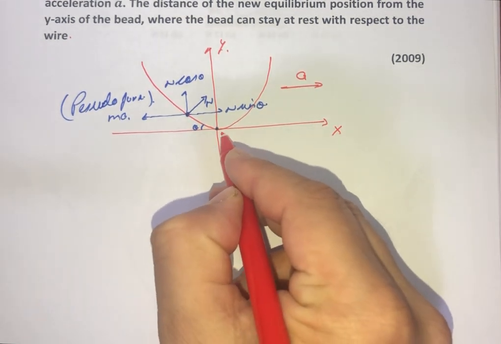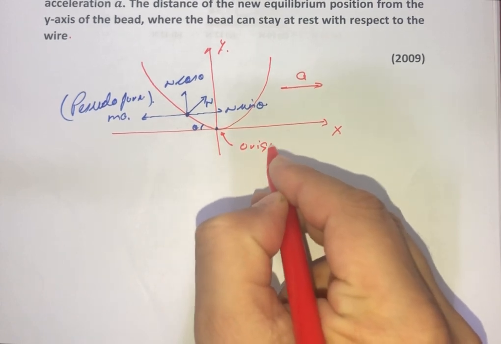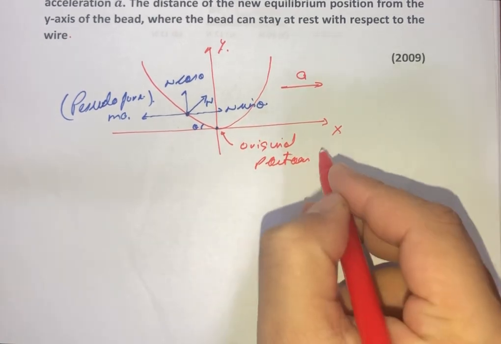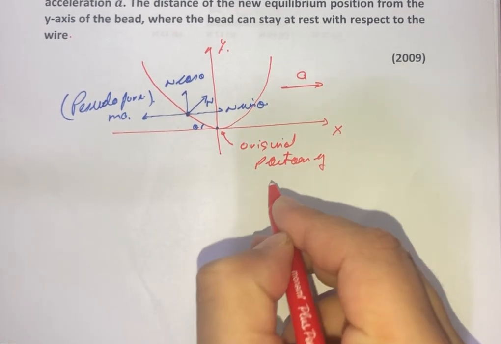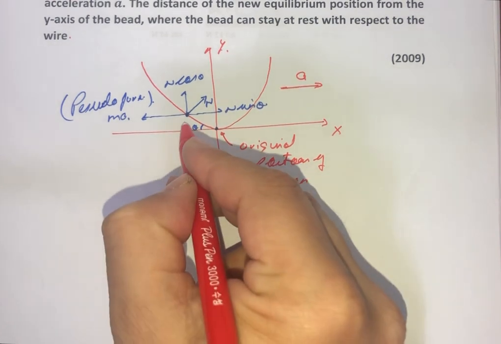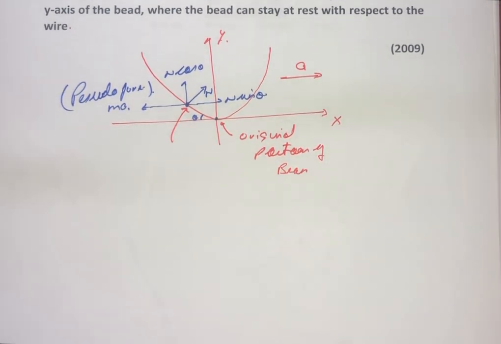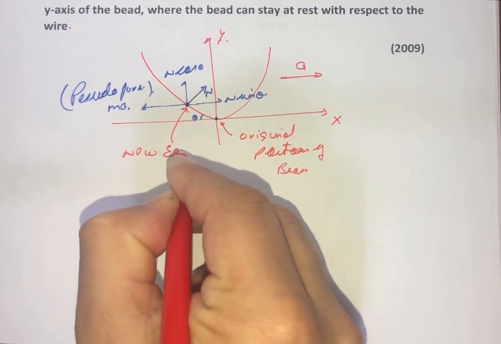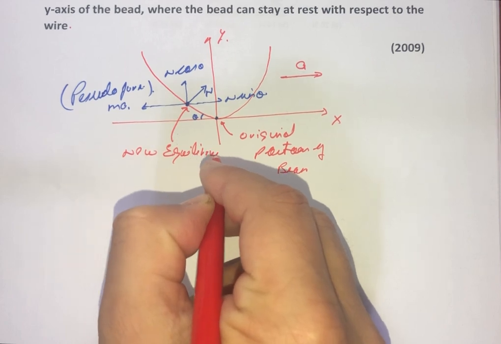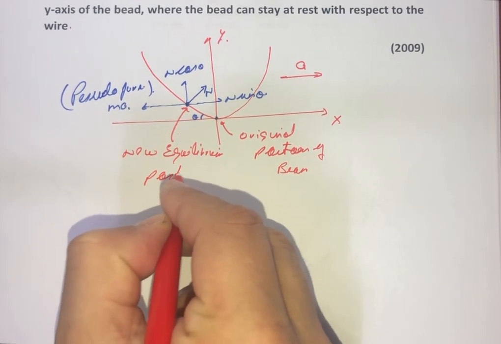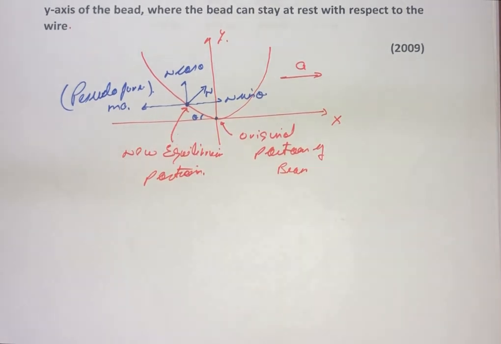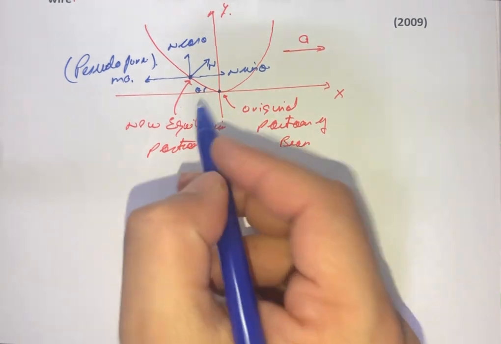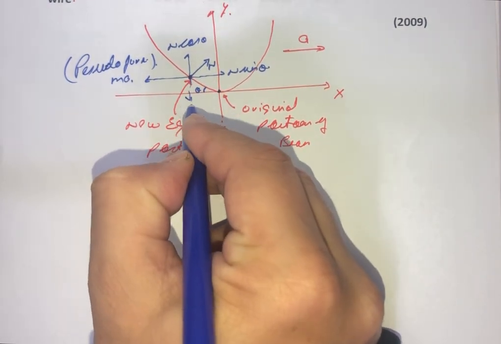So this is the original position of the bead, and this is the new equilibrium position. Now as the bead is in equilibrium, in the downward direction we are going to have mg.